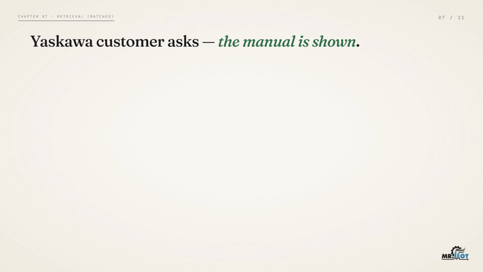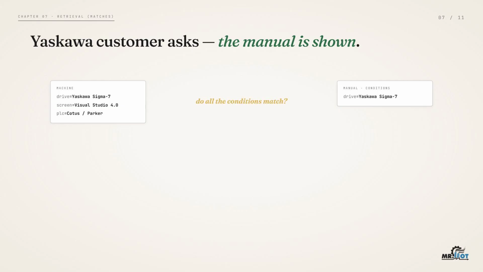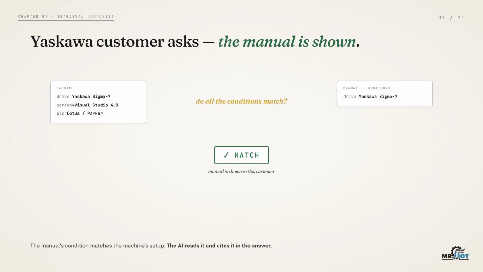When a Yaskawa customer asks a question, the system looks at their machine. It has a Yaskawa drive. The Yaskawa drive manual requires a Yaskawa drive. Match. The manual gets pulled in, the AI reads it, and the answer cites where it came from.